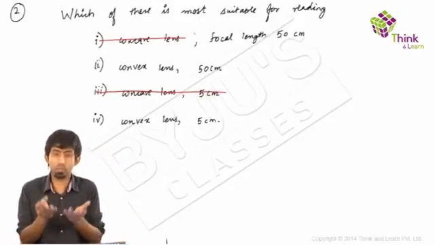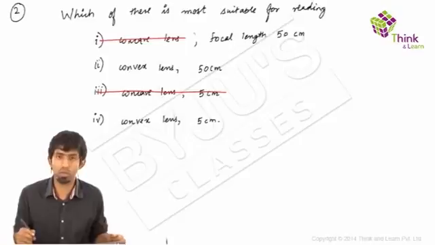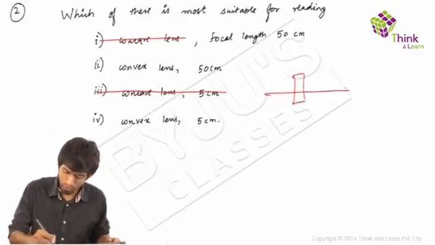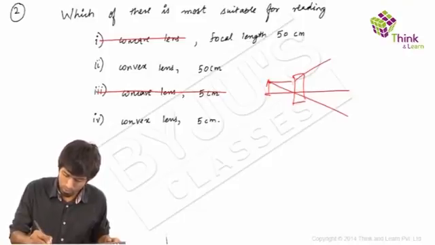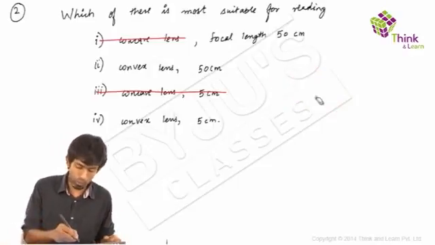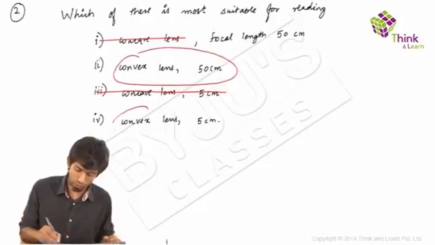Why would I want to make the small letters even smaller? Just doesn't work, right? So as an image, this is what a concave lens would do. Put an object, it takes it out. So somewhere over here is where the image is going to be formed, always smaller than the actual object. So it's a problem. So what do I know then? I'm left with the choice of a convex lens.